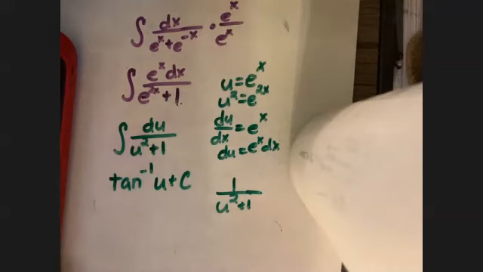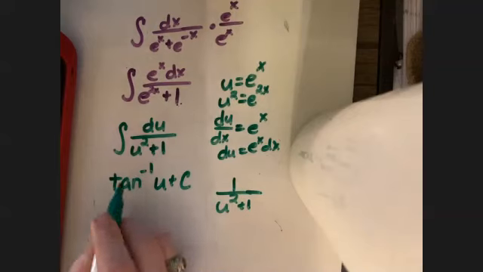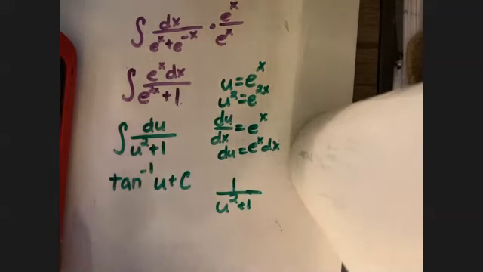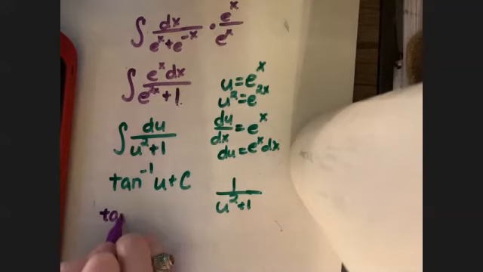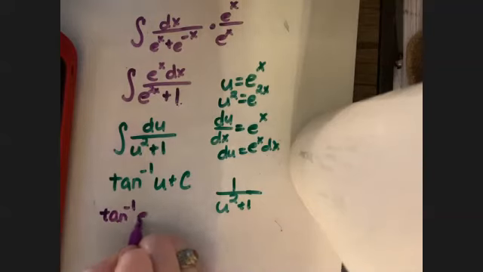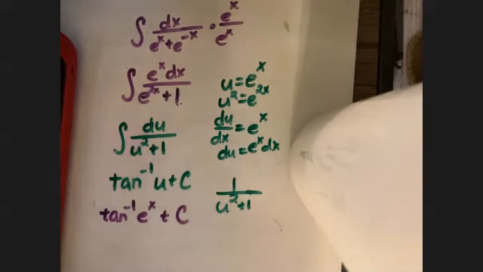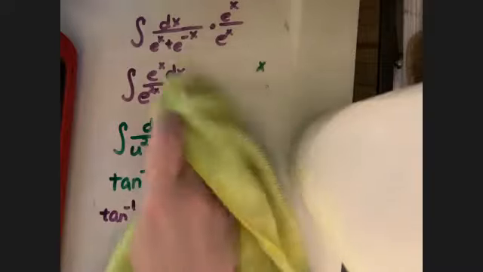This is where having those charts helps, and yes, I give you the charts. I'm going to give you the charts for the test. So now, taking this back, this is going to be inverse tangent of e to the x plus a constant. Not super pretty. Now, a couple of things that we need to talk about, using some of our trig ratios and u substitution. So let's talk about this.